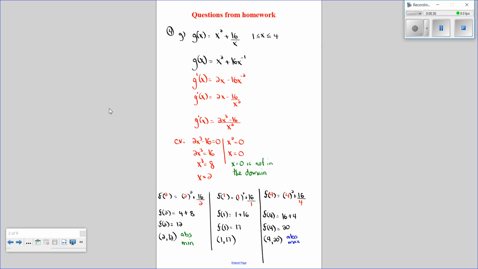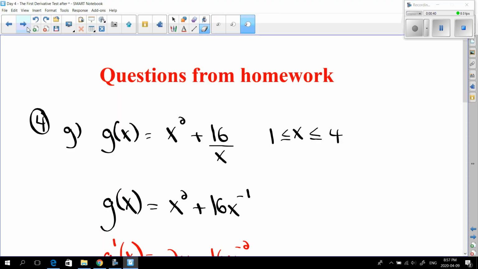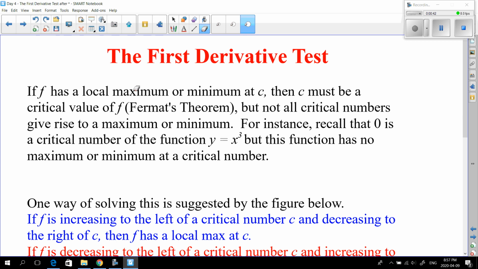All right, so let us get started. The first derivative test. So we know from last semester that if the function f has a local maximum or minimum value at c, now c is just a constant, it's an x value we're talking about here, and c must be a critical value of the function f. This is what is known as Fermat's theorem.